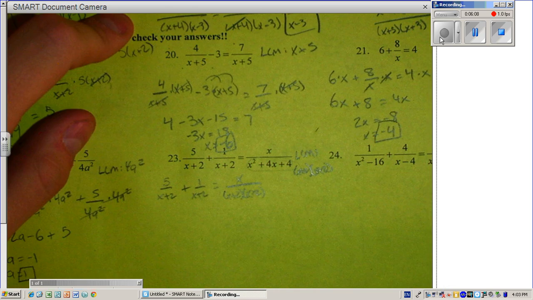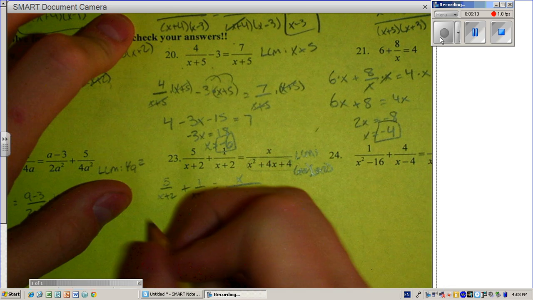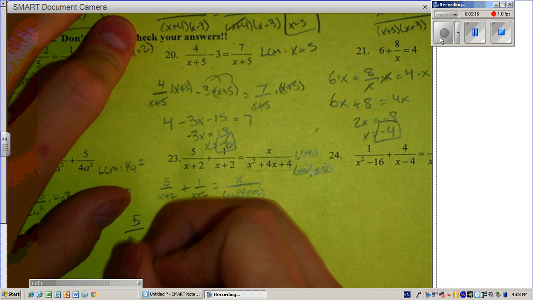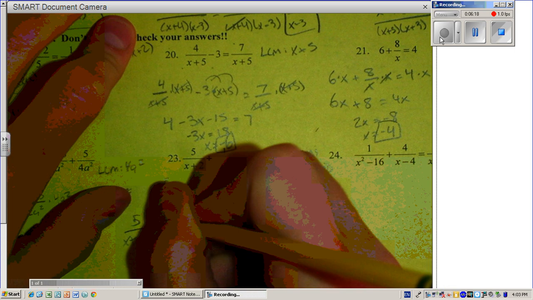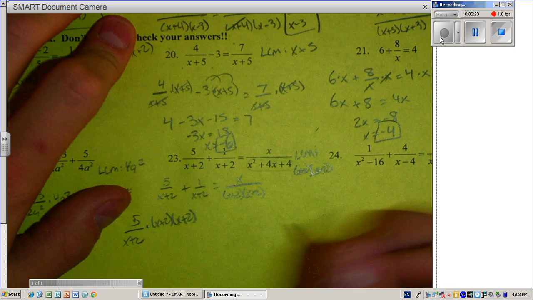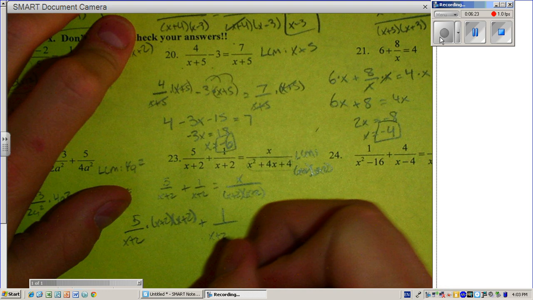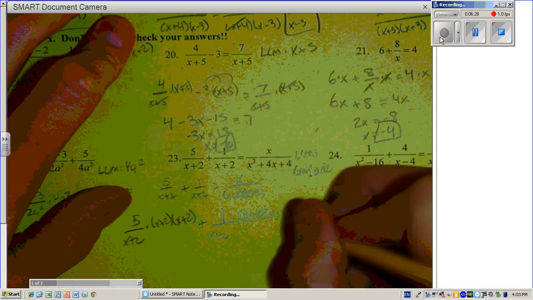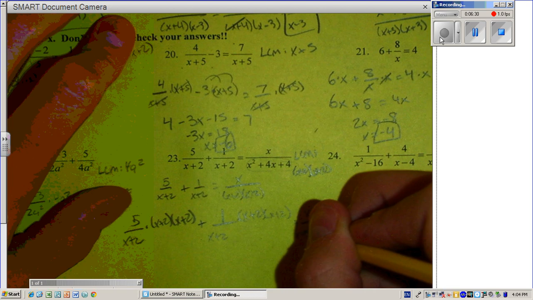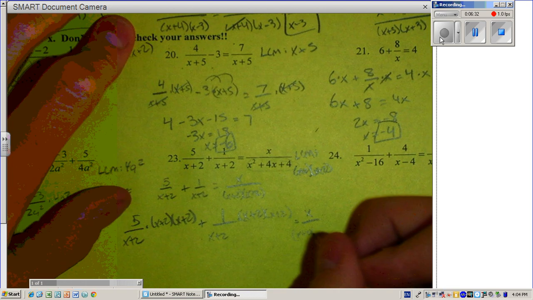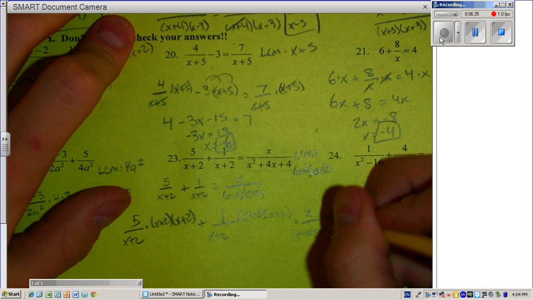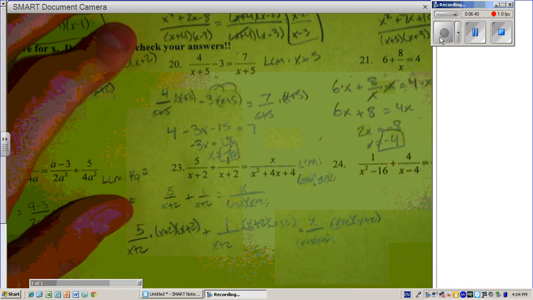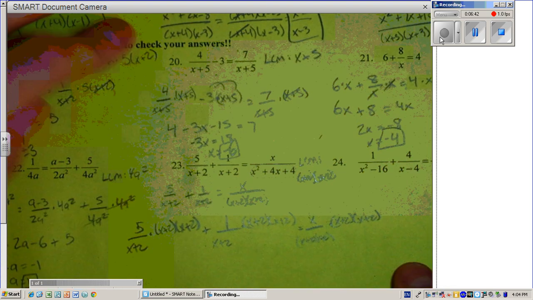Okay, so now what I need to do is I need to multiply each term by this x plus 2 times x plus 2. So I'm going to do 5 over x plus 2 times that least common multiple, plus 1 over x plus 2 times that least common multiple. And last but not least, x over x plus 2 times the quantity x plus 2 times that least common multiple. Okay, so this is kind of a big one. You got to see all these steps. Now I need to see what simplifies.